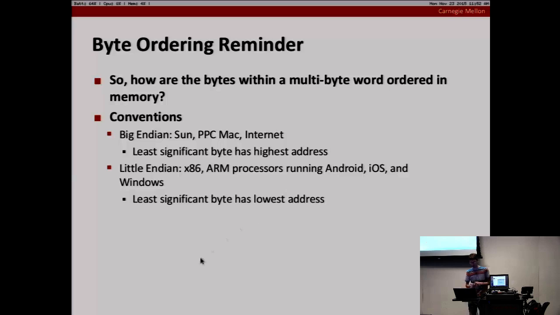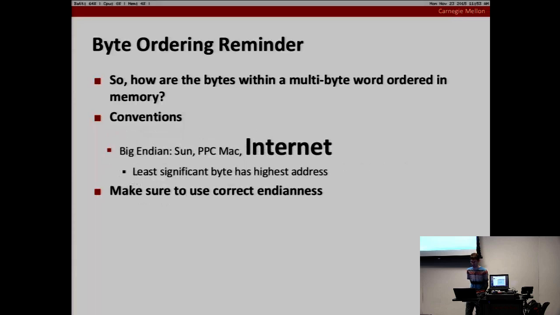A byte ordering reminder. We talked about byte ordering earlier in the semester. This was an issue in Bomb Lab and Attack Lab, where it showed up, in that on our 64-bit Intel systems, everything is little endian. When we were writing these strings to memory, our attack strings, we had to make sure that the bytes were ordered in little endian order. One thing that's significant is that on the internet, everything is big endian. So it's the opposite order.